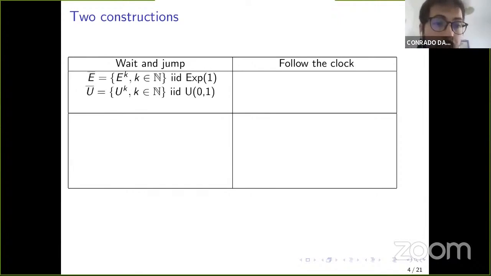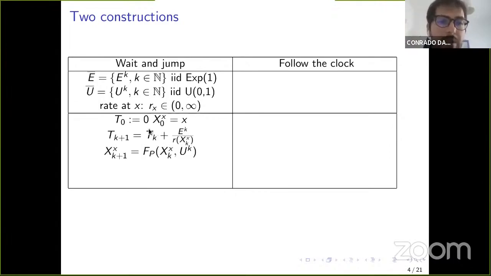Basically, wait and jump requires us to have two families of random variables. They are all independent. We have standard exponential random variables and uniform random variables, and we need to have the rates at which we jump from point x. These are positive real numbers between 0 and infinity. The construction is inductive. We start from an arbitrary point at time 0, and given that we have constructed the chain up to the kth jump, the next one is determined as follows. We look at the value of the exponential random variable of the kth step. We divide this by the rate of the configuration we are in.